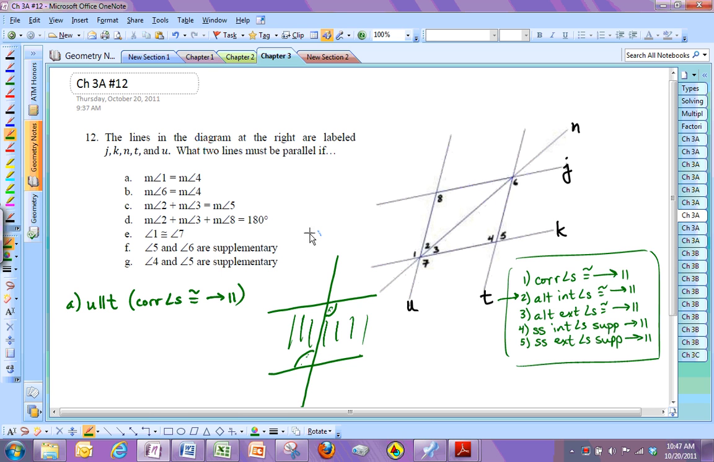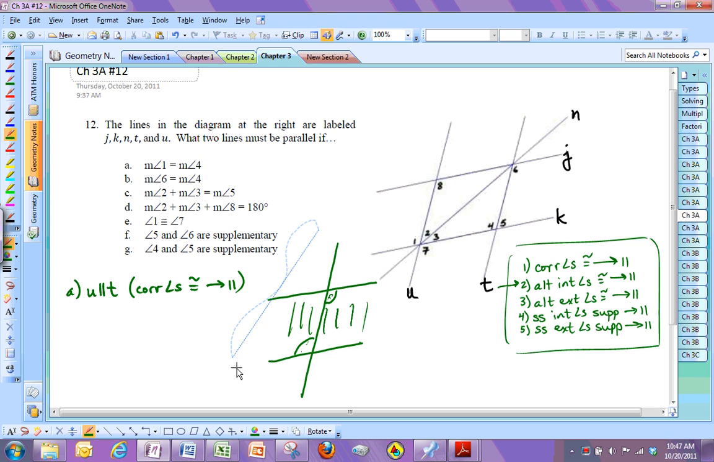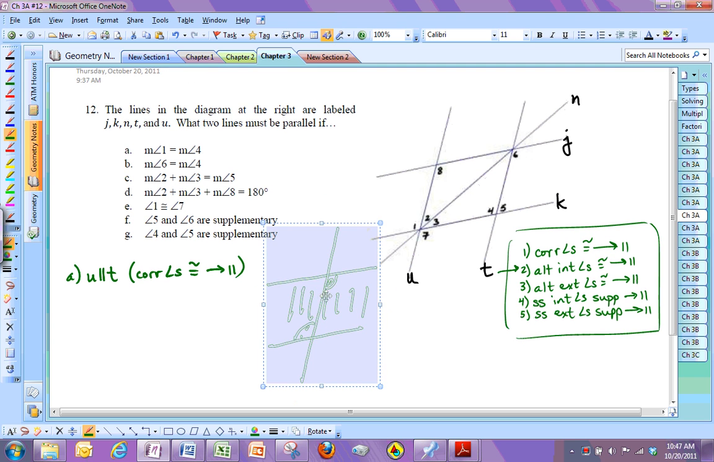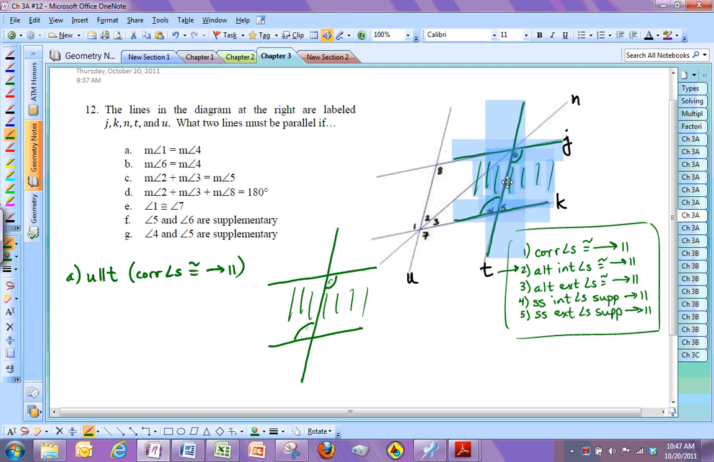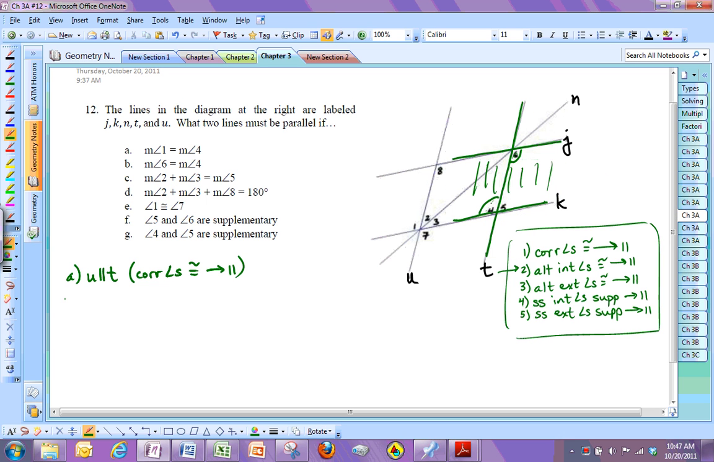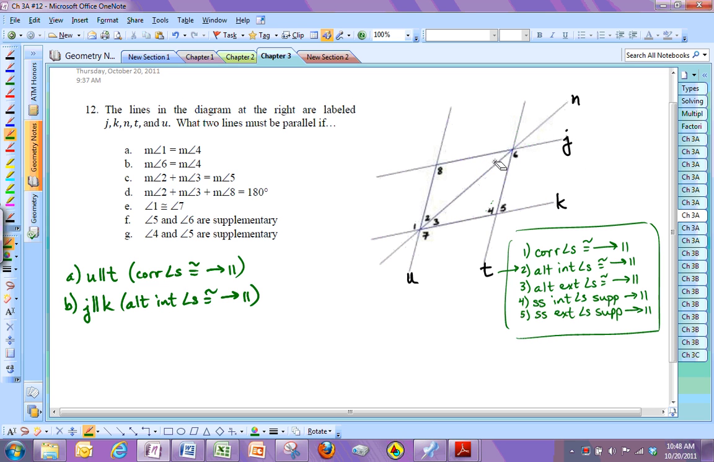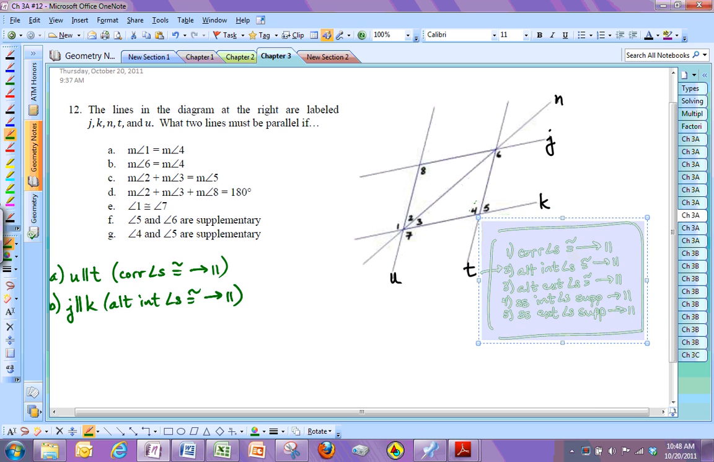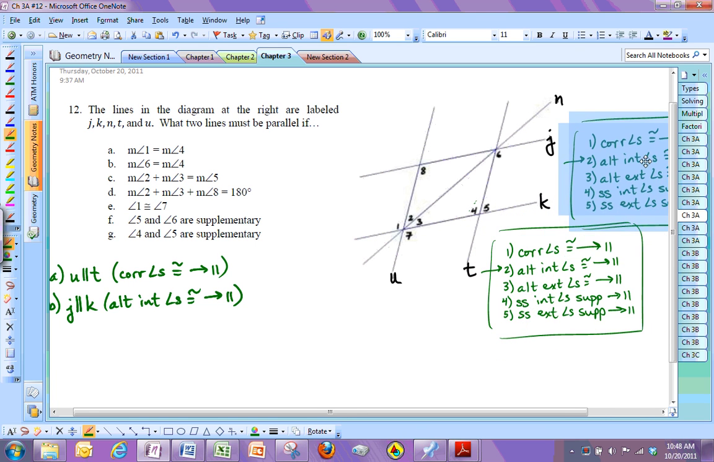And if I move it back to here, you can see that the 2 parallel lines are J and K. So in this case, I've got J is parallel to K, and the reason is alternate interior angles that are congruent give me parallel lines. Let me move this a little bit more. Let's put this over here.